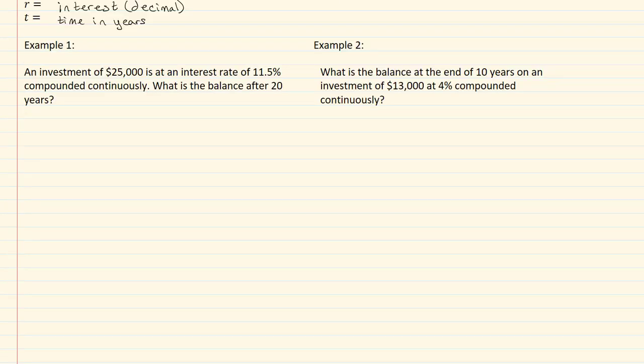In example 1, we have an investment of $25,000 at an interest rate of 11.5% compounded continuously. What is the balance after 20 years? Compounded continuously is your hint that you're going to be using what's commonly called the PERT formula. So we have P is equal to 25,000, R, our rate, is equal to 0.115, and our T is equal to 20.